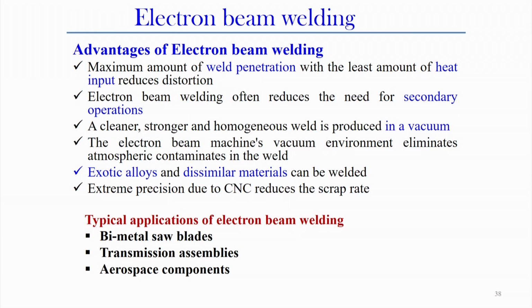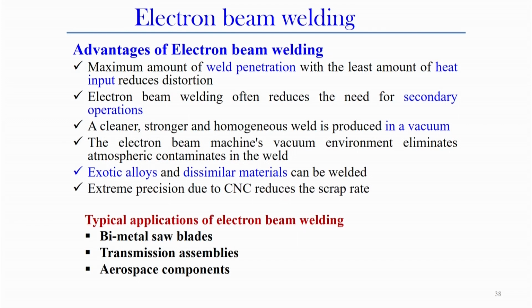Secondary operation means, for example, removing the contaminated surface of the weld joints. That type of thing is not required in the case of electron beam, because electron beam can produce a very clean, homogeneous structure in a vacuum, since the vacuum environment eliminates any atmospheric contamination in the weld. That is the biggest, main advantage of the electron beam welding process.